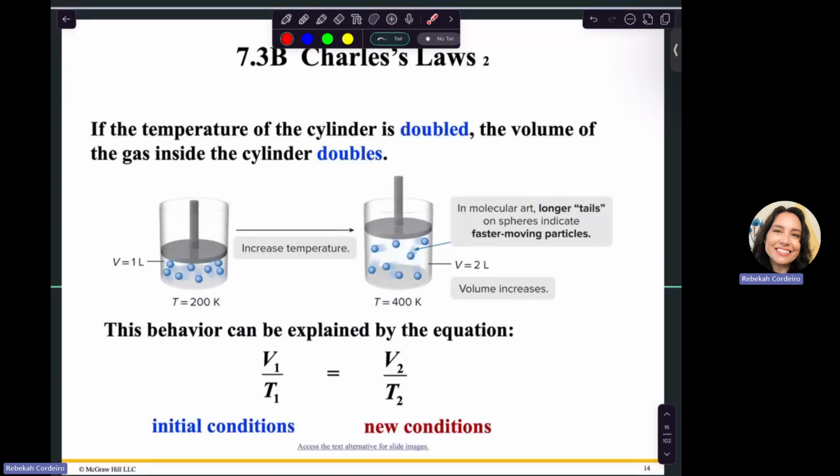And so if you increase your volume, you increase your temperature. And so this is the relationship here. V1 over T1 equals V2 over T2. Again, because they both equal a constant K, then they can equal each other.